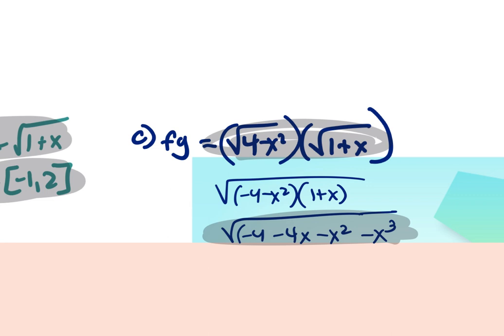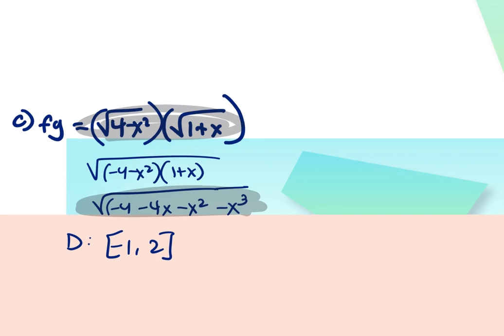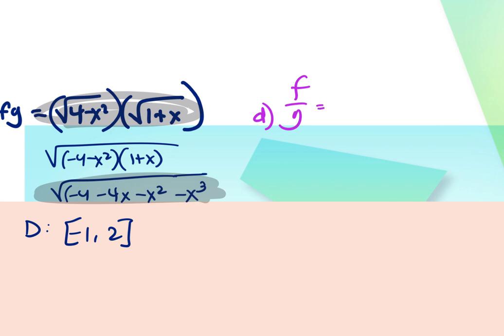Did I introduce a new restriction? No, so my domain is still -1 to 2. Now the last one says f over g. So square root of 4 minus x squared goes over square root of 1 plus x. You do not need to rationalize that. You can leave it as it is.